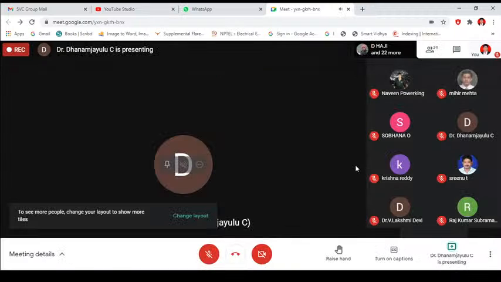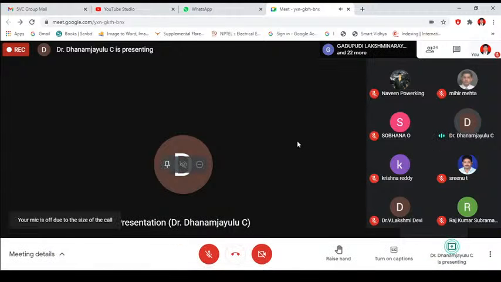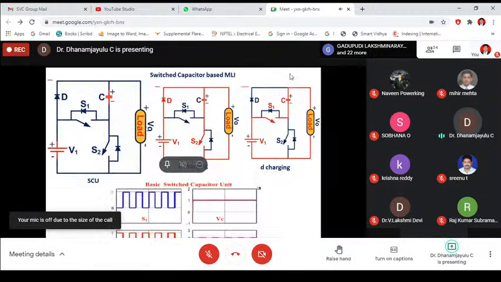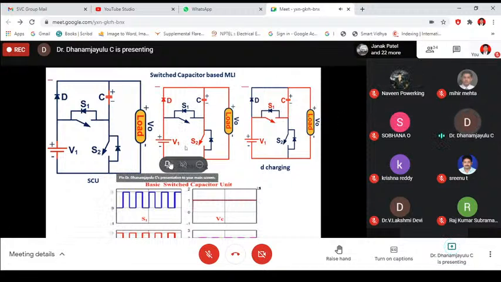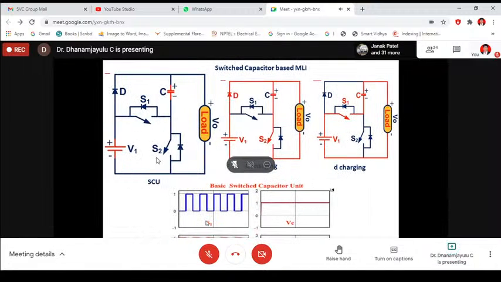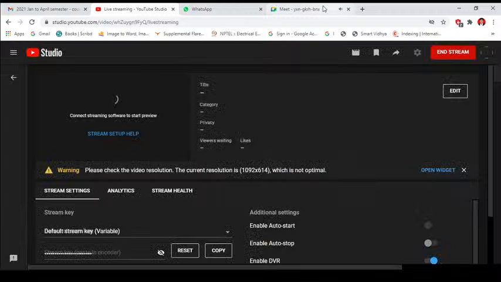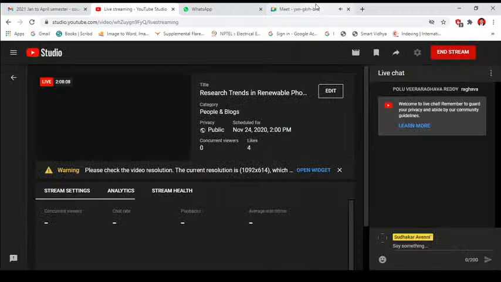One diode and capacitors. So what is the advantage of using a switched capacitor unit? That means when switch S1 will turn on, the capacitor will charge. When switch 2 will turn on, the capacitor will discharge. That means during discharge time it will boost the output voltage. So that is having a switched capacitor unit with one DC source. If you see the capacitor is charging through the diode. That means here the output voltage will be V.